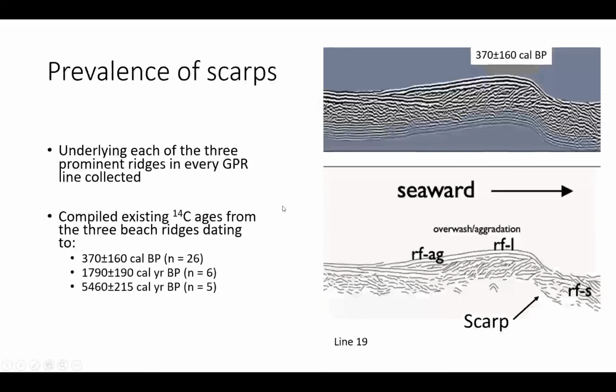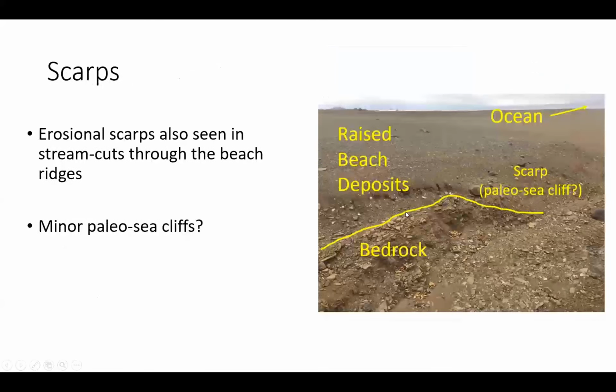Now, one thing I was worried about is, are these scarps real, or are they just where we're getting sort of loss of penetration beneath that sort of abrupt break? But within stream cuts, we have a GPR profile right across here where we see that same thing. This is seaward and this is landward. We can see that those scarps are real. We can see them in outcrops from these sort of stream cuts through these beach ridges.